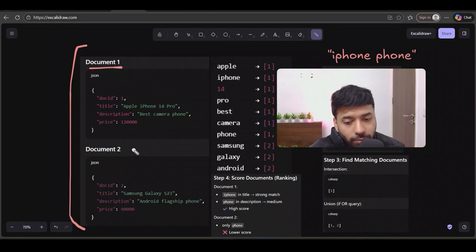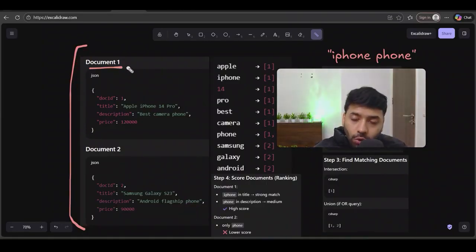Okay. And when we talk about document 2, it only contains the keyword phone, right? And that too in the description. So document 1 will get a higher score or ranking. Why? Because one of the keywords was present in the title, and in the metadata we defined that title will be given more weightage than the description. So this step happened after step 3, where we found the matching documents, and based on what we got, we performed scoring of the documents, because here we are taking the example of union. We had both the documents, so that's why we did this step of scoring the documents, because we have to rank the documents as we have to show the result to the end user, right?